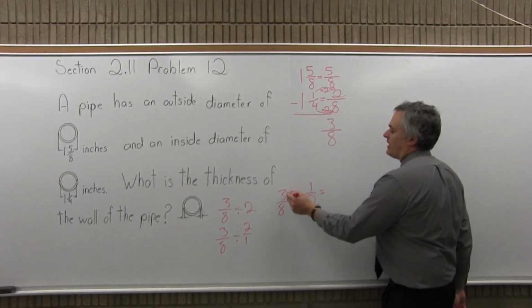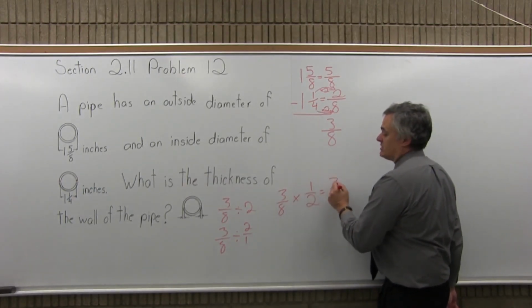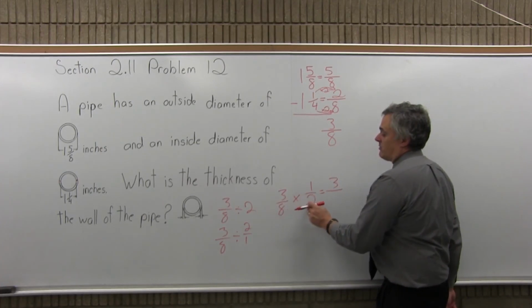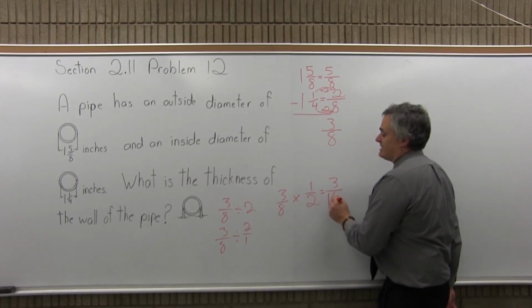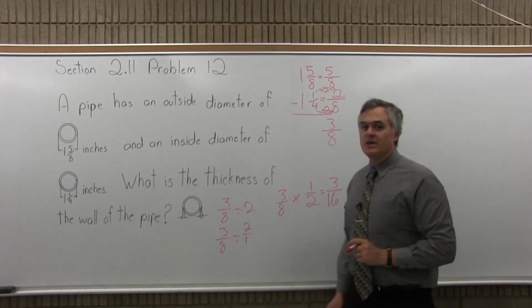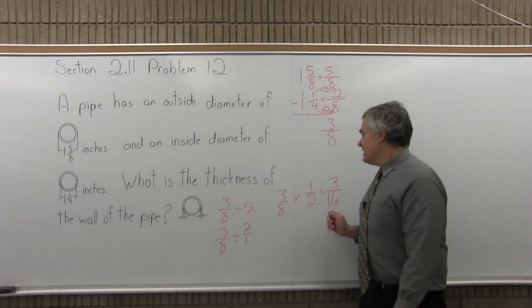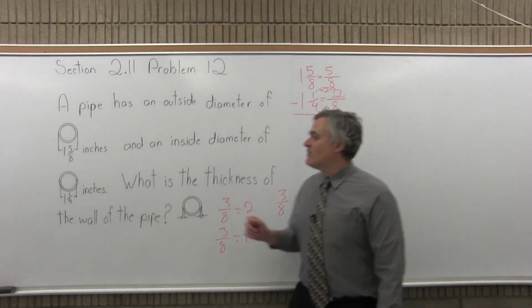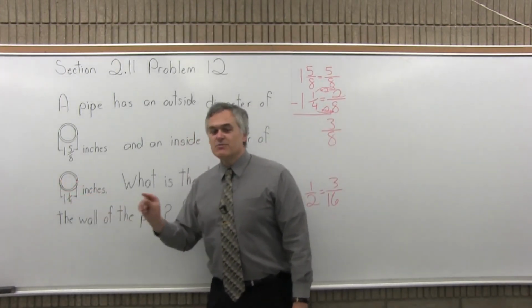Now I can multiply top times top. 3 times 1 is 3. Bottom times bottom, 8 times 2 is 16. So the wall of the pipe is 3/16 of an inch thick. That's a pretty thick pipe.